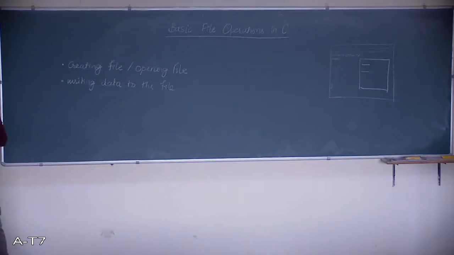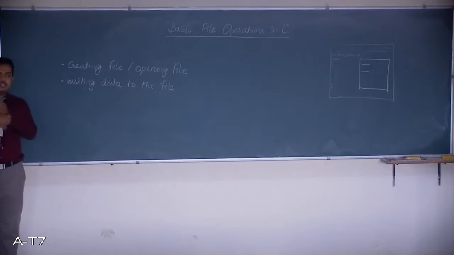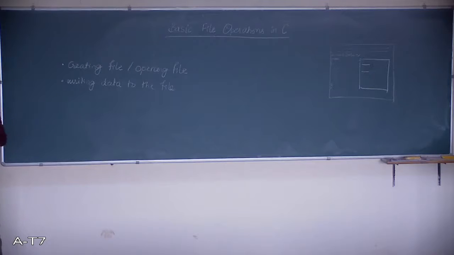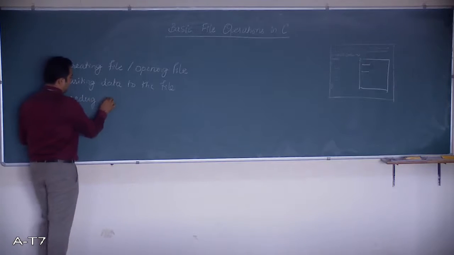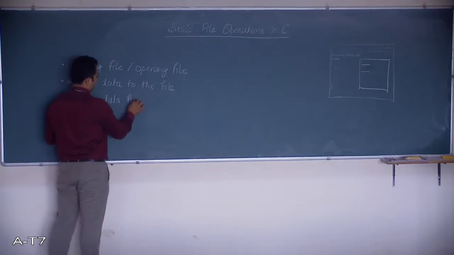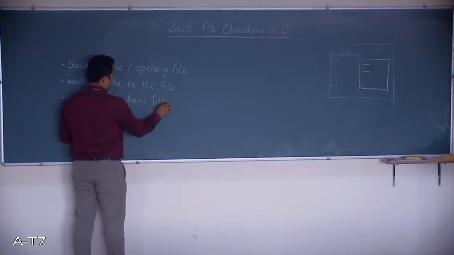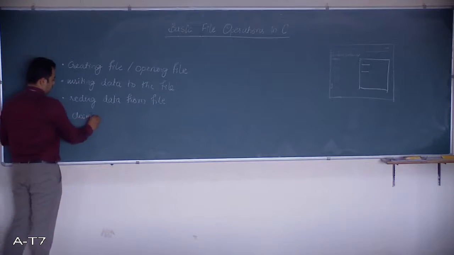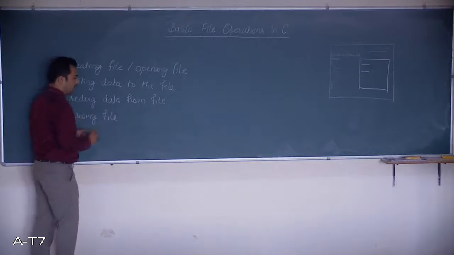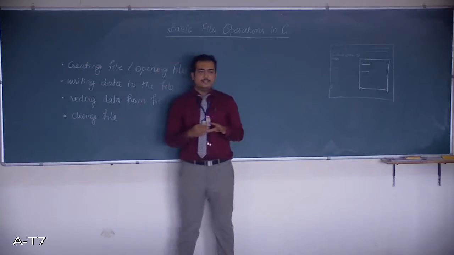And also why you are saving this data into the file, because it is required in the future. You may want to perform some kind of analysis on the data you have stored in the file. So in that case you have to read that data from the file. So the third operation is reading or fetching data from the file. And the fourth operation is closing the file. So these are the basic operations provided in C.